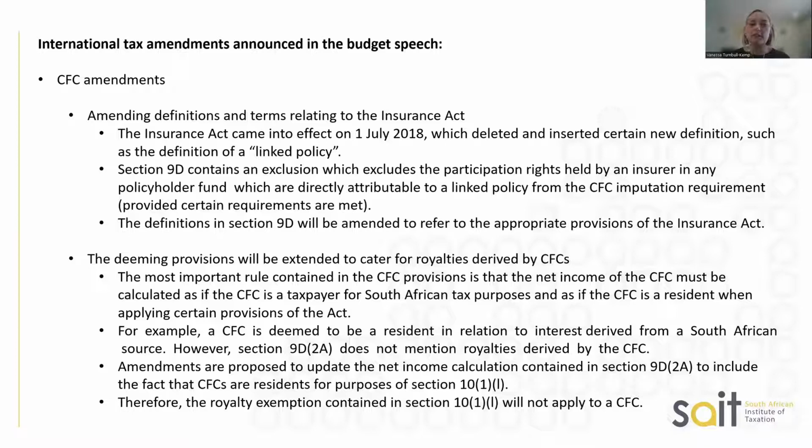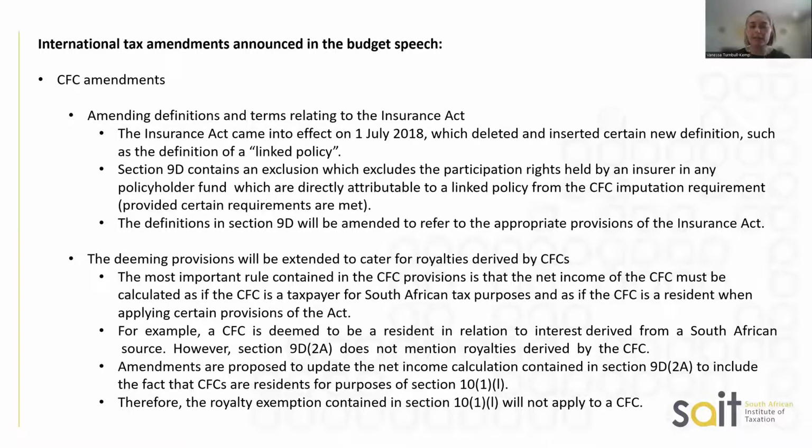Another change that's going to take place is that the deeming provisions in Section 9D will be extended to cater for royalties derived by CFCs. As you know, the most important rule contained in the CFC provisions is that the net income of the CFC must be calculated as if the CFC is a taxpayer for South African tax purposes and as if that CFC is a resident for South African tax purposes when you're looking at certain provisions of the South African Income Tax Act. For example, a CFC is deemed to be a resident in relation to interest derived from a South African source. However, Section 9D(2)(a) does not mention royalties derived by the CFC.